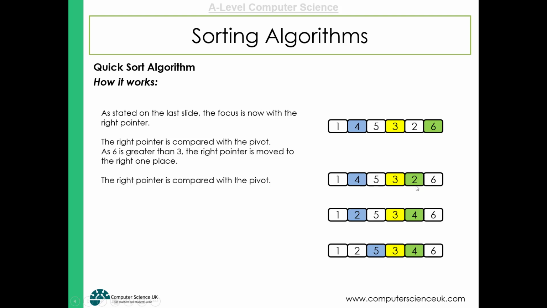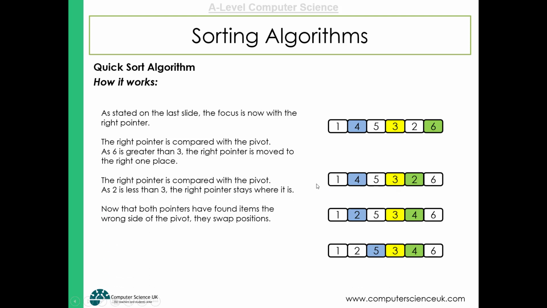Now what happens is we obviously want the 2, which is less than the 3, to be on the left hand side, and we want the 4, which is greater than 3, to be on the right hand side. So the items at each of those pointers swap positions. You can see here now that the left pointer is pointing at a 2, and the right pointer is now pointing at the 4. The 4 is on the correct side of the pivot, and the 2 is on the correct side of the pivot also.